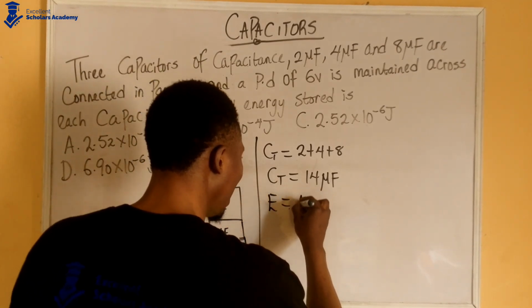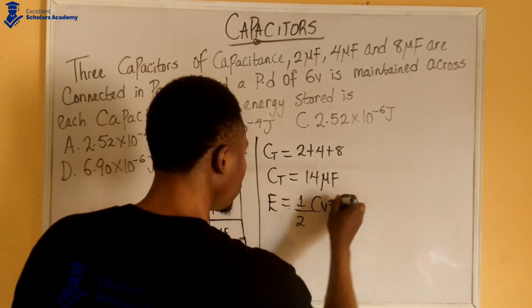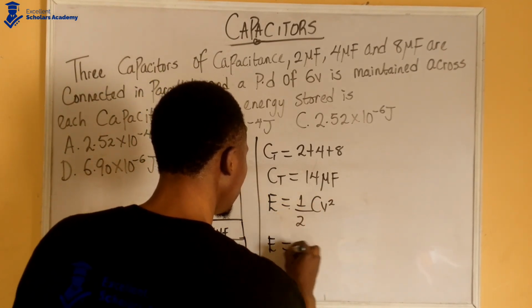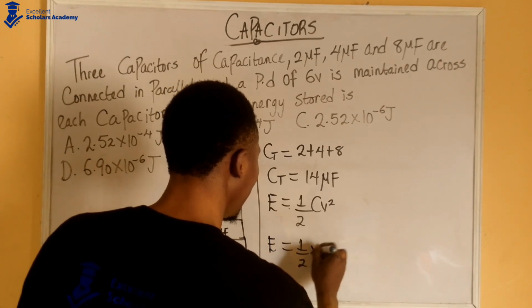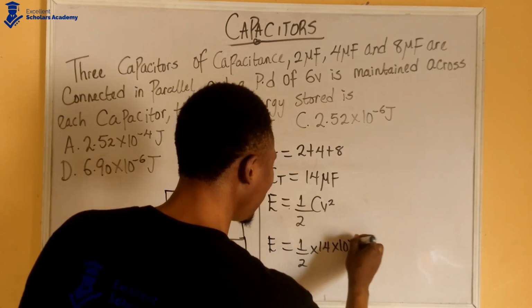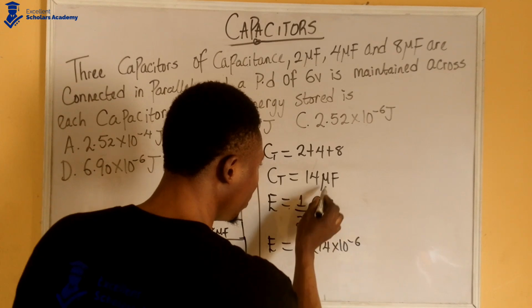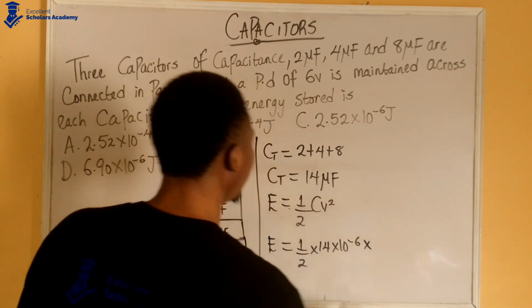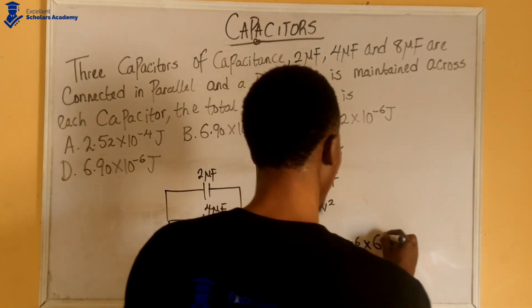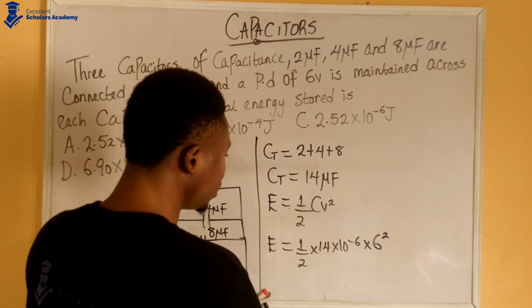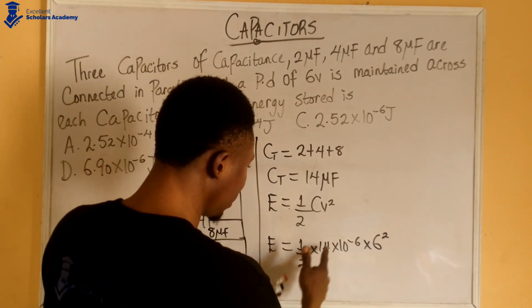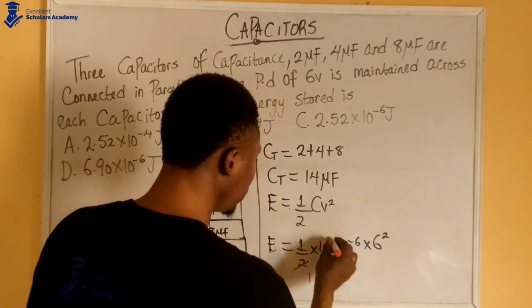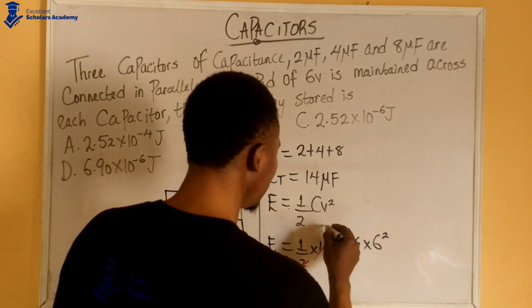Energy stored is half CV squared. So E is equal to half multiplied by 14 times 10 to the power of minus 6. Don't forget, micro, multiplied by V squared, which is 6 squared. So now, if you notice, 2 is here. This is 14. So 2 can go into 14, we're going to be left with 7.